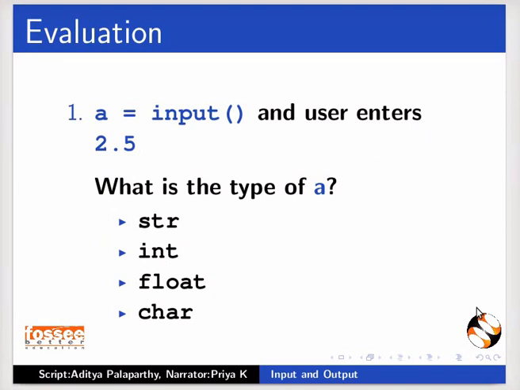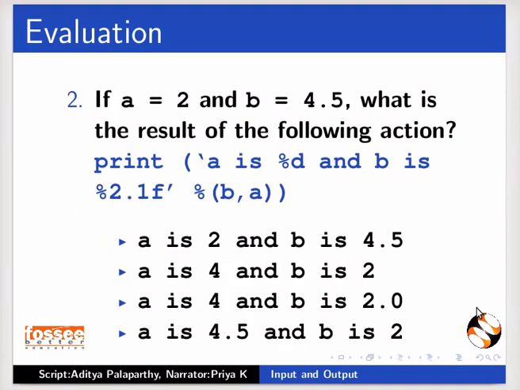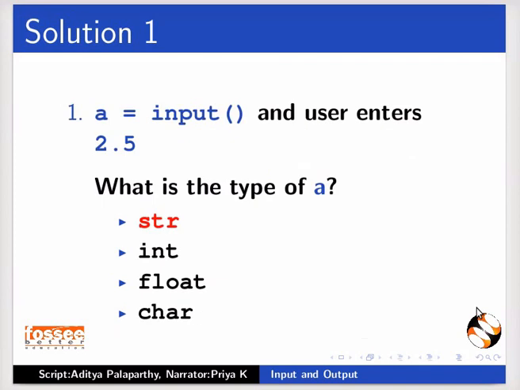First, A is equal to input open and close parenthesis and user enters 2.5. What is the type of A? Second, if A is equal to 2 and B is equal to 4.5, what is the result of the following action? And the answers? First, no matter what you enter, it will be taken as a string. Hence, 2.5 is a string.